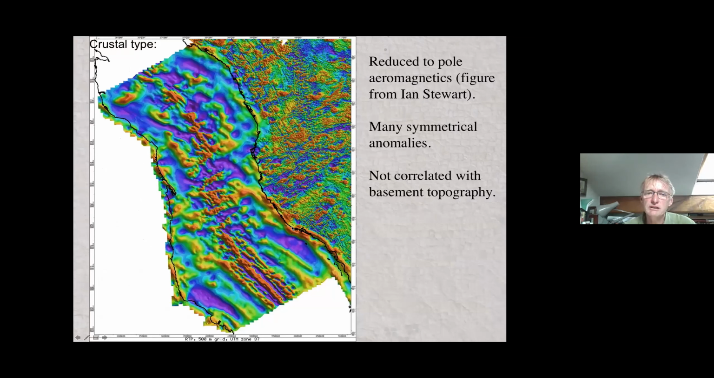And going back to the magnetic anomalies, these are from the 70s.